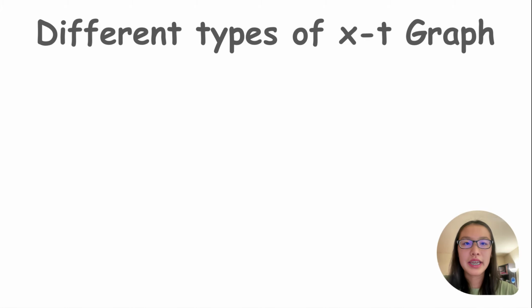Now that we know we can connect the dots on XT graphs, we can see the motion of the car in a clear, visual way. But not all XT graphs look the same. Let's explore a few different types to understand how they represent different kinds of motion.